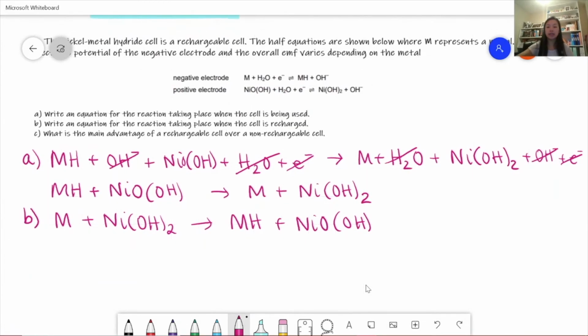And then for C, what is the main advantage of a rechargeable cell over a non-rechargeable cell? Well, that is that it can be reused more than once because you can charge it. So it's reusable. This is the rechargeable cell.